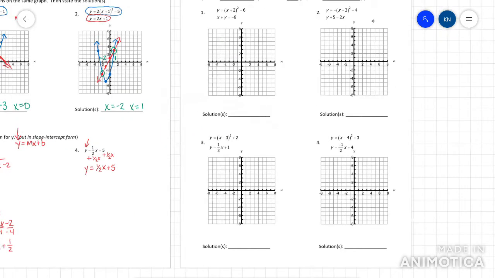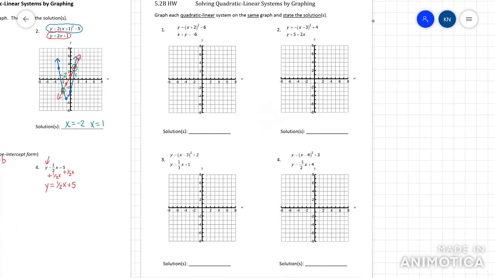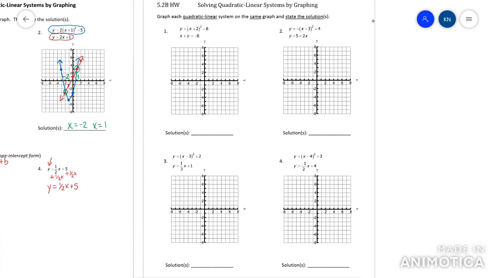All right, let's look at some more examples. On these, we're going to have to make it the linear one in mx plus b form. I just showed you how. So this first one is going to change to -1x minus 6. All right, go ahead and graph your quadratic. You have a vertex of -2, -6, an a value of 1. All right, so this line looks something like this. That wasn't very good. Let me try again.